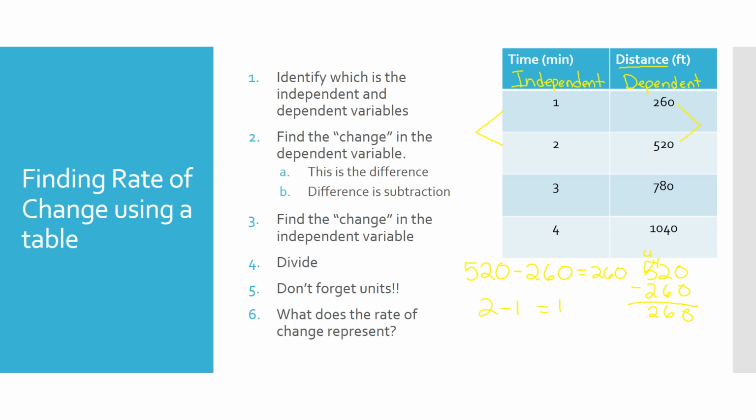Now the next thing is to divide. Remember, the dependent variable is what is on the numerator. So our 260 is our numerator. And then our independent variable is our denominator, which in this case is 1. And then we can simplify that into 260.